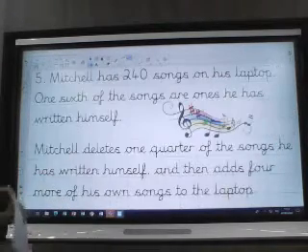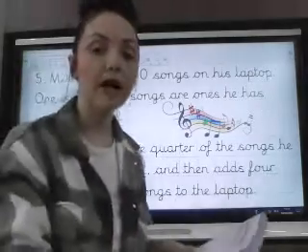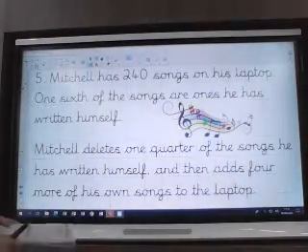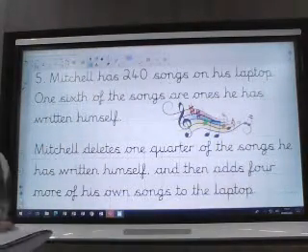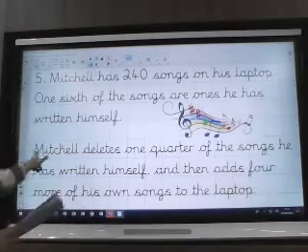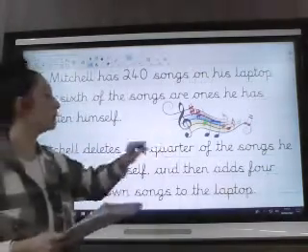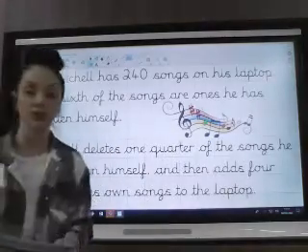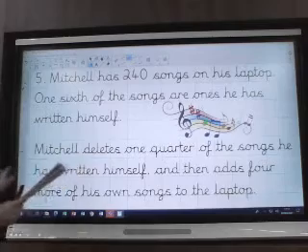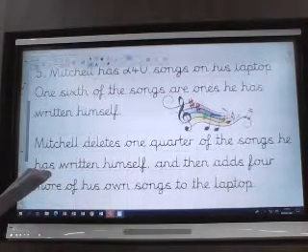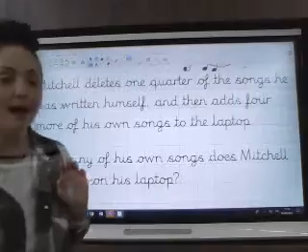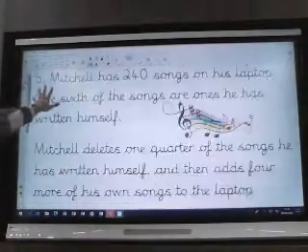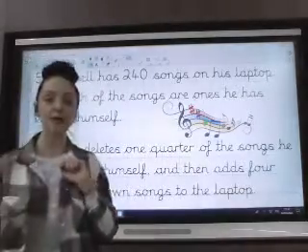On page 17 then, the first one says Mitchell has 240 songs on his laptop. 1/6 of the songs are the ones he has written himself. Mitchell deletes 1/4 of the songs he has written himself and then adds 4 more of his own songs to the laptop. So the question you're asked then is, how many of his own songs does Mitchell now have on his laptop?